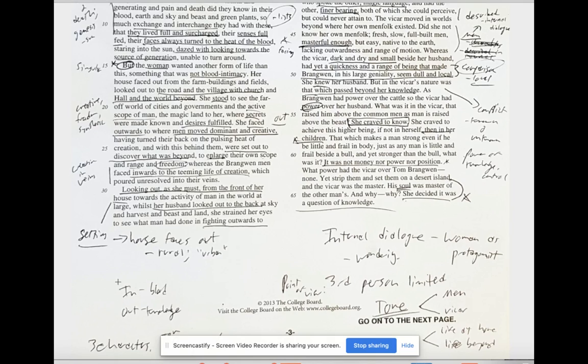Even in a physical setting sense, the in is the blood and the out is the world beyond and the knowledge. The in is the land and the blood, and the outward is that knowledge. So we can start to jot some of these things down, and I think we're going to find a way to respond to this prompt. So let's have a look.